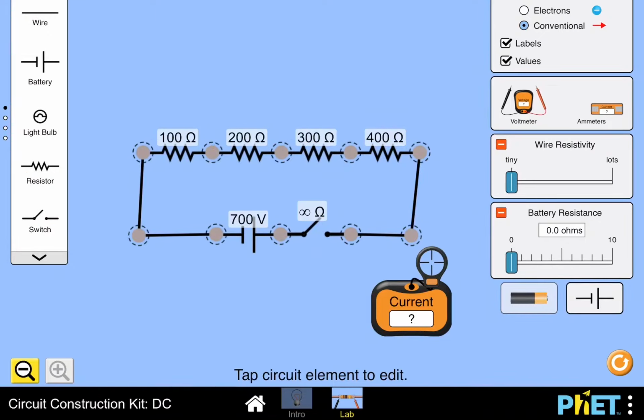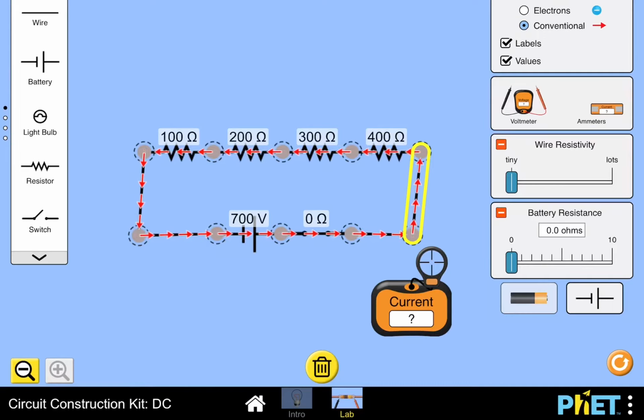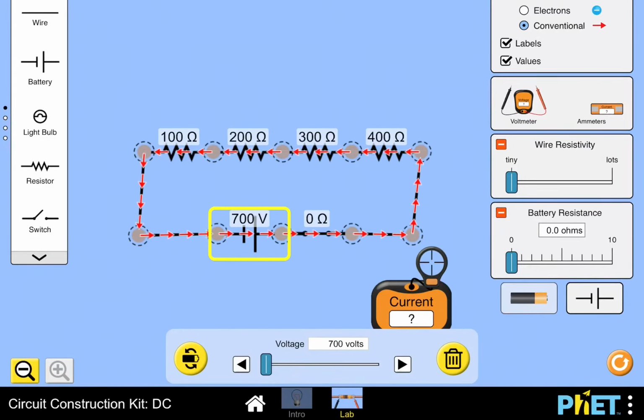This is how we represent it in our paper, so I just like to use this way. And now I'm going to close the circuit here. You see the current starts flowing here. The current always flows from positive to negative terminal. You see here the current is flowing from positive terminal to negative terminal.